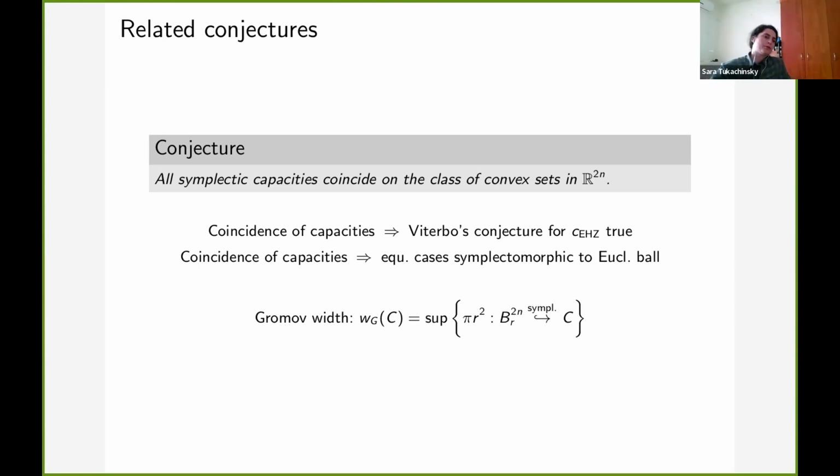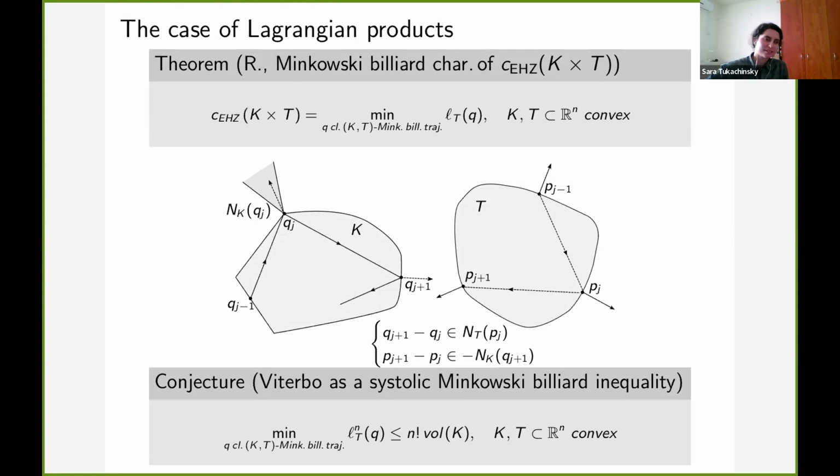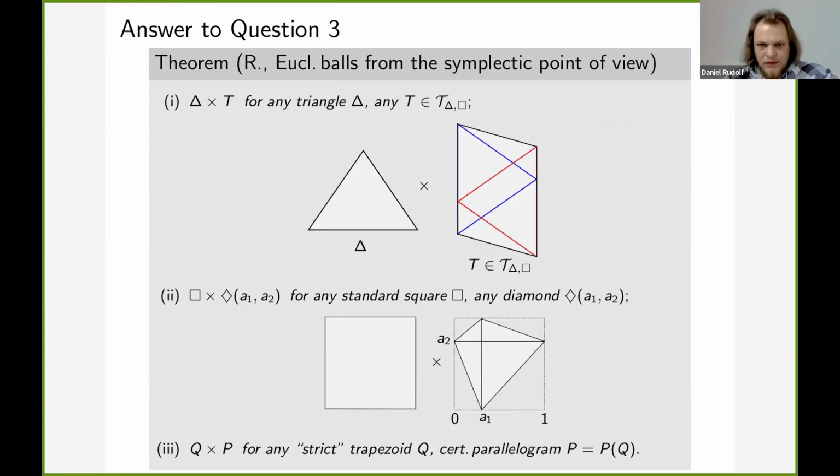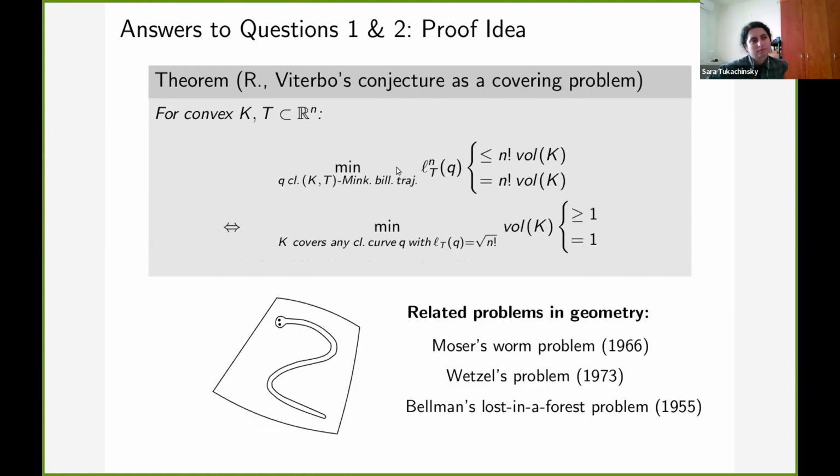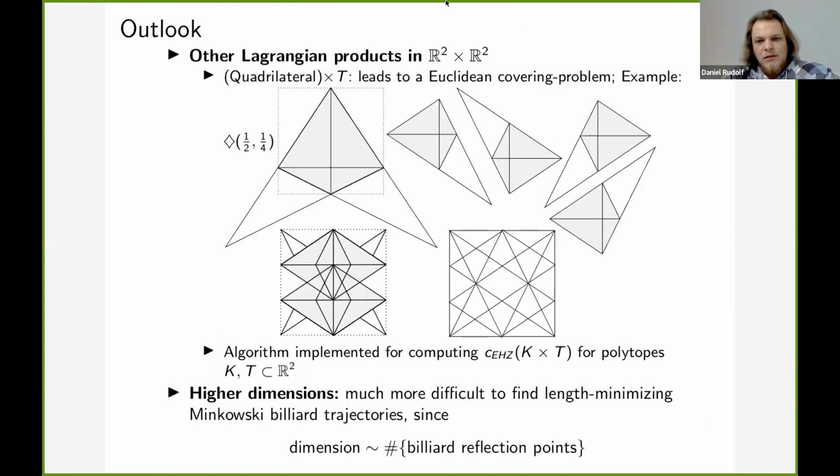On a different note, maybe you could comment on those other geometric problems that are related, that have those curious names, and are supposedly related. Exactly, this was here. This relationship, this interpretation of Viterbo's conjecture as a couple of problems, and I also prepared a slide for this.